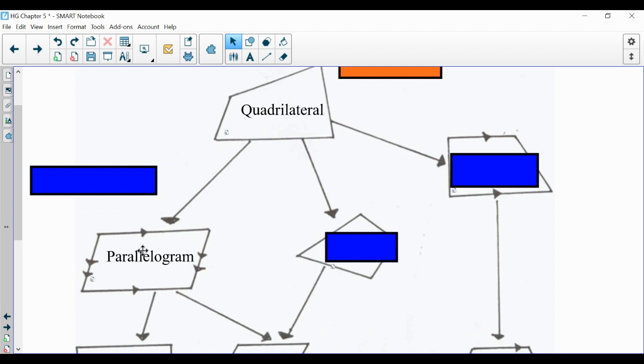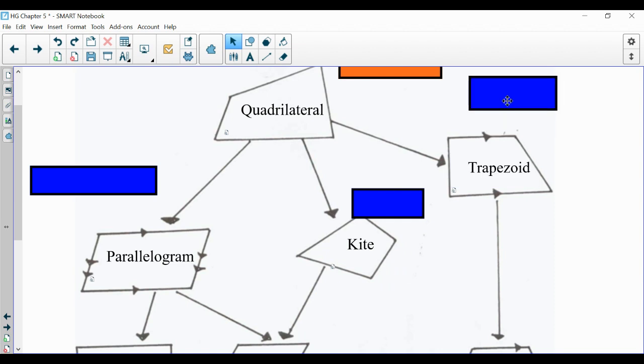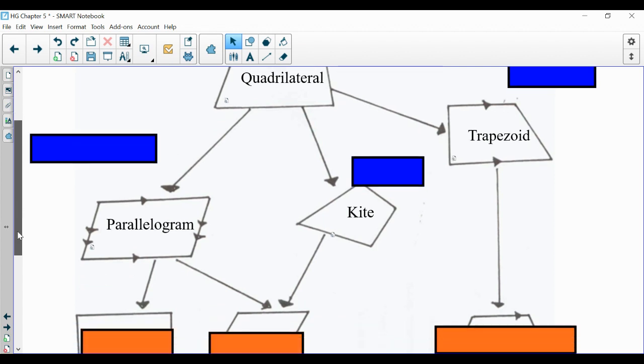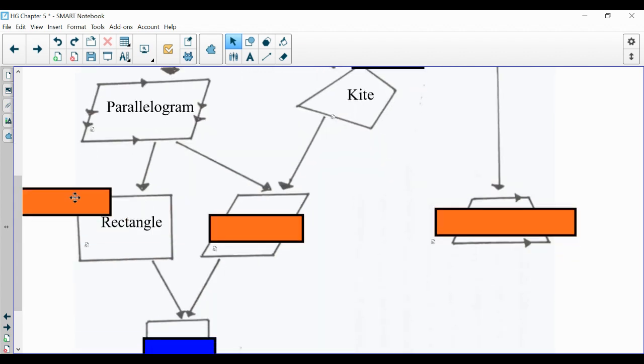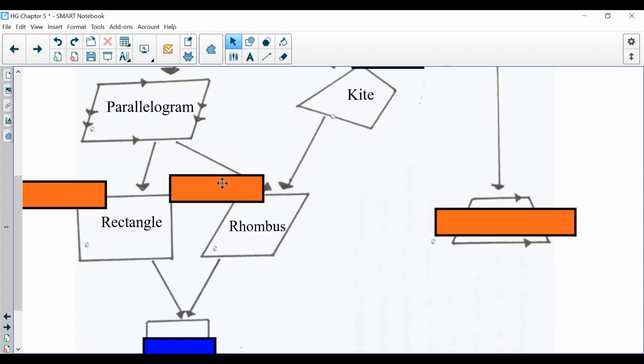So quadrilateral at the top. The next one on the left is a parallelogram. The one in the middle is a kite. And then the last one on the right is a trapezoid. And again, we'll deal with all of these properties next. I just want to kind of name them. So then we have rectangles and rhombuses. You'll notice they are both connected to parallelograms, meaning these are both types of parallelograms. Rhombus, you'll notice, is also connected to kite. It is a type of kite as well.